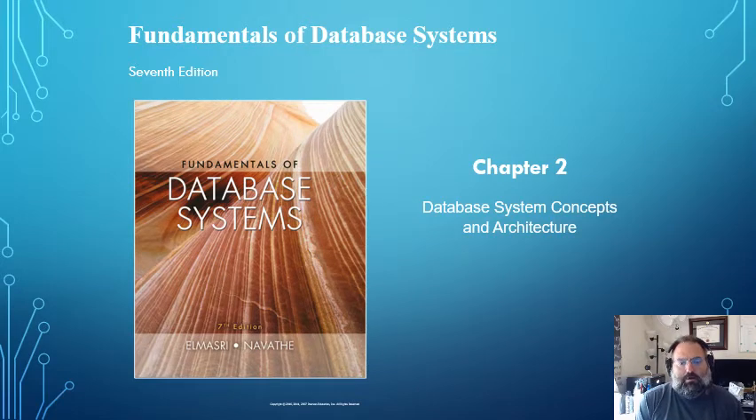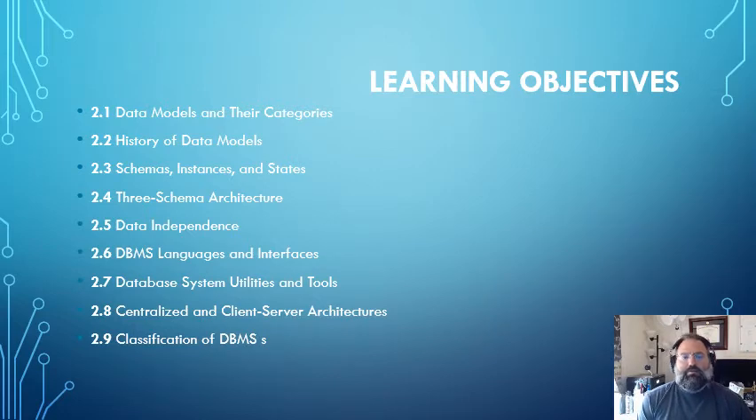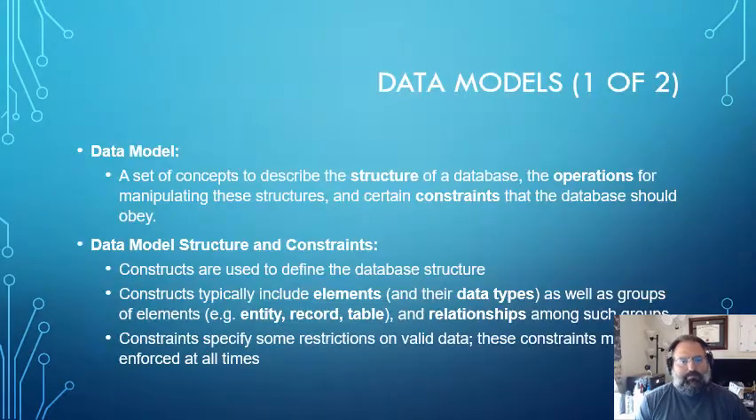Hello, continuing our discussion of implementing database systems, moving into chapter 2, which deals with database system concepts and architecture. The things that we'll be talking about today include data models and their categories, the history of data models, schemas, instances, and states, three schema architecture, data independence, DBMS languages and interfaces, database system utilities and tools, centralized and client-server architectures, and then classification of DBMSs.